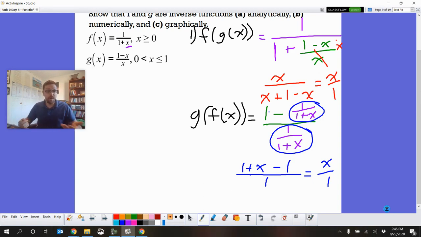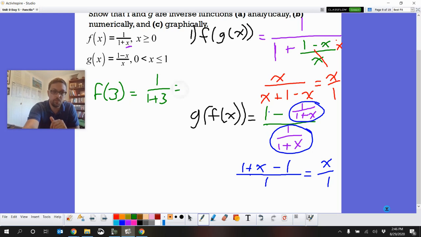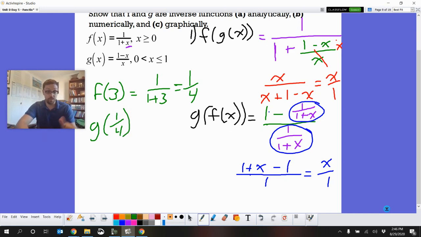If we wanted to show it numerically, we would pick a number and see what happens when we put it into each function. We'll try that out. Let's do 3. That's what I'm going to use. So I want to figure out what f of 3 is. So that's 1 over 1 plus 3, which is a quarter. Okay, great. Now, if it's an inverse, I should be able to do g of a quarter, and this should equal 3.